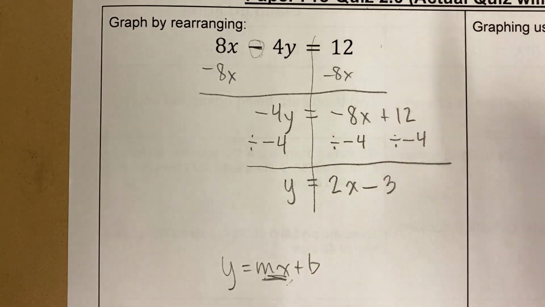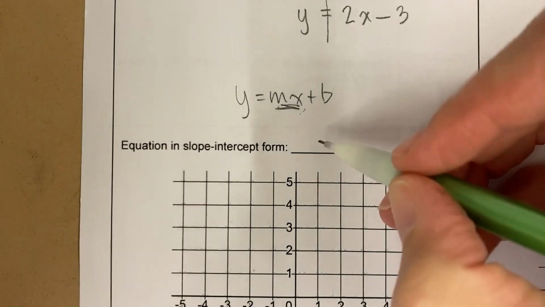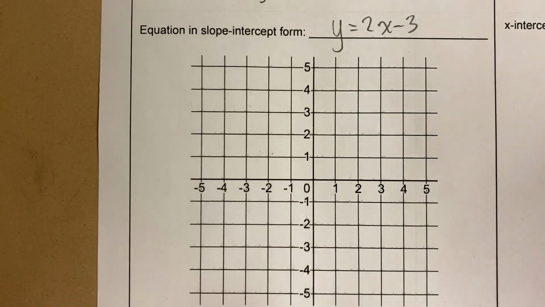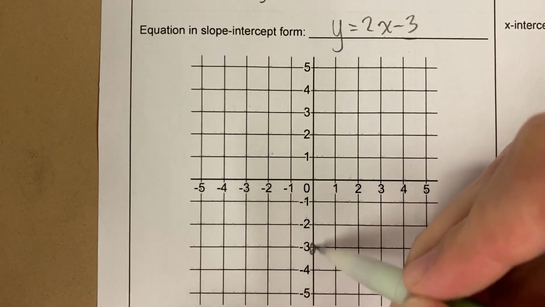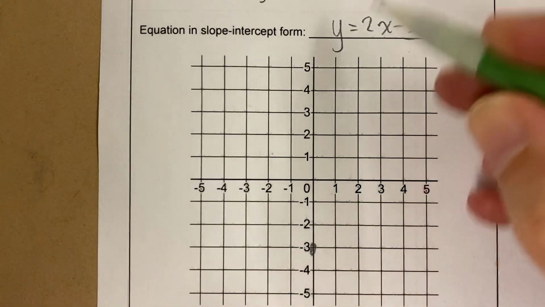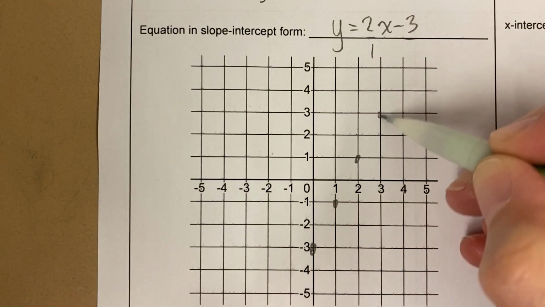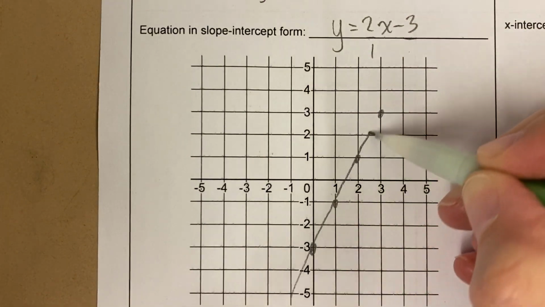So here's my equation in slope-intercept form. y equals 2x minus 3. And when I go to graph it, I just start at my y-intercept, and then my slope is 2 over 1, going up 2, right 1. Okay, and my line looks something like this.